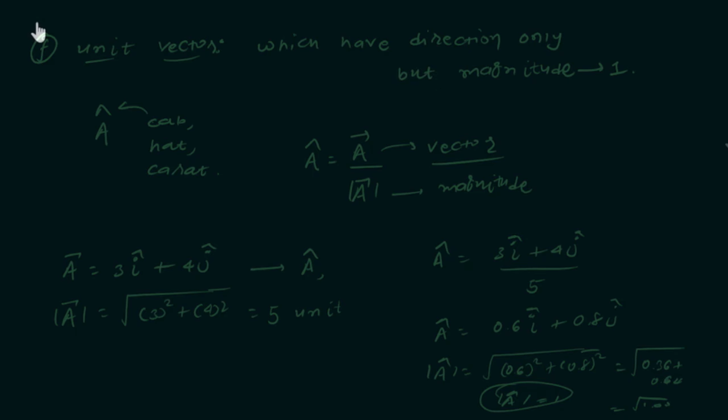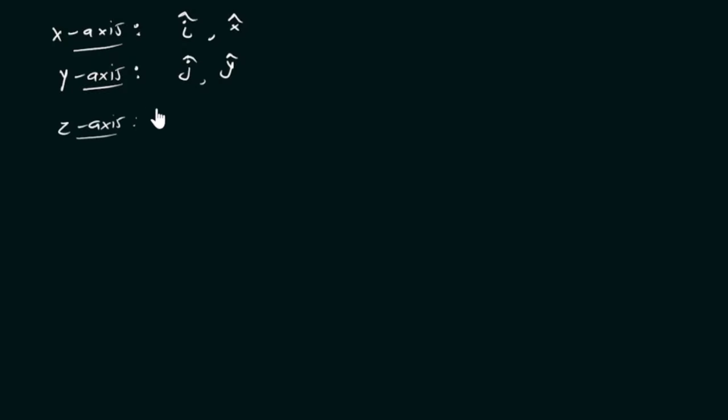What are the unit vectors for the coordinate axes like the x-axis, y-axis, and z-axis? The x-axis has the unit vector known as i cap, or sometimes x cap. Second is the y-axis, j cap or y cap. Third is the z-axis, which can be taken as k cap or z cap. These are the unit vectors defined along the x-axis, y-axis, and z-axis.